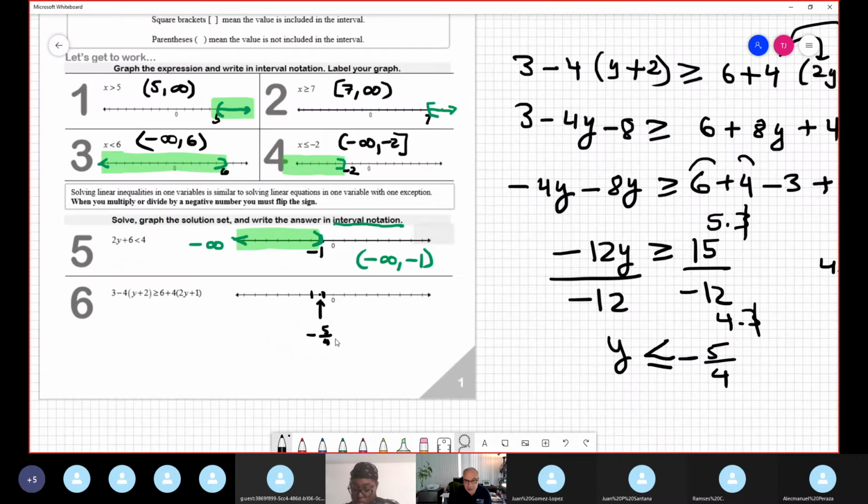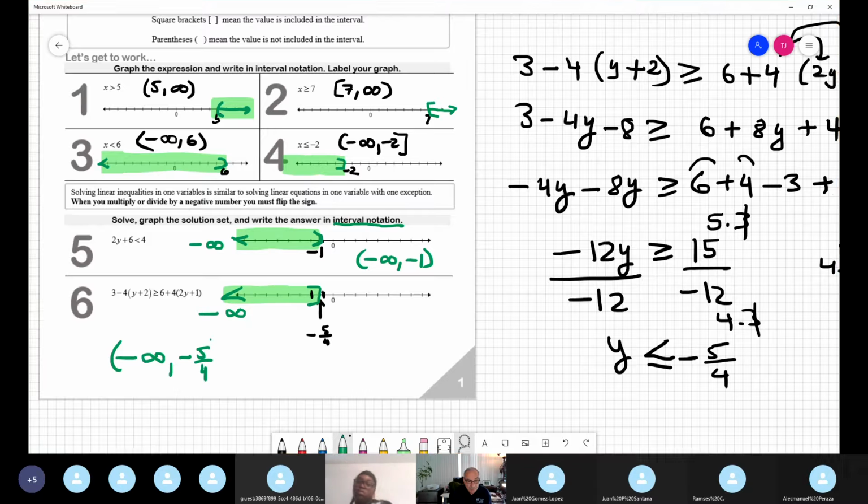Negative 5 over 4. So in this case, it's to the left, no? To the left. Here. This continues forever in that direction, negative infinity. And so obviously it's a bracket. So what is the answer? The answer in interval notation is from negative infinity, comma, negative 5 over 4, bracket.